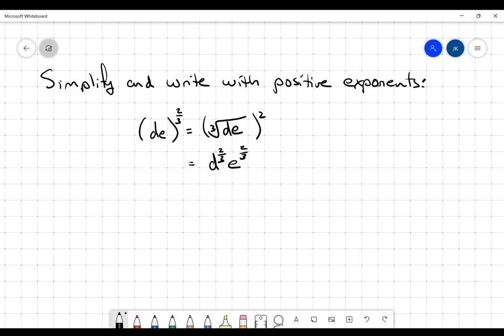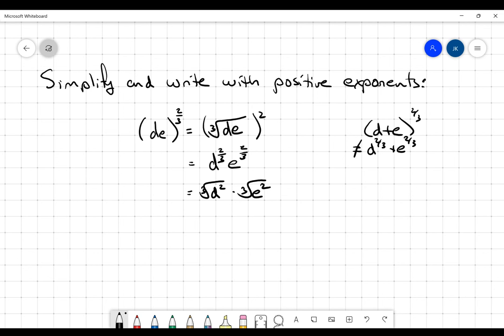It is a common mistake to think that if you had, for example, (d plus e) to the 2/3, in this particular case, I cannot do this. That is not equal. Exponents don't distribute over addition, but they do distribute over multiplication. So you could make it d to the 2/3 times e to the 2/3, and then, if you wanted, you could make that the cube root of d squared multiplied by the cube root of e squared.